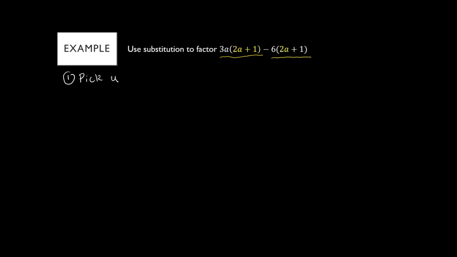It looks a little complicated. Generally, whatever you want to set as U is something that has more than one term, but it needs to be in common with multiple pieces. So we're going to say, let U equal 2a plus 1. So you decide what is the complicated thing they have in common that I want to replace. So we're going to use U for that.